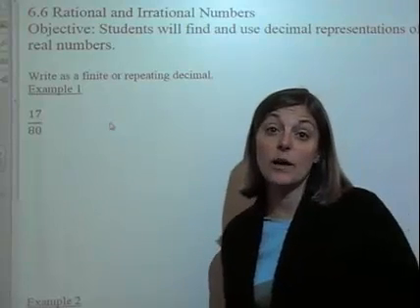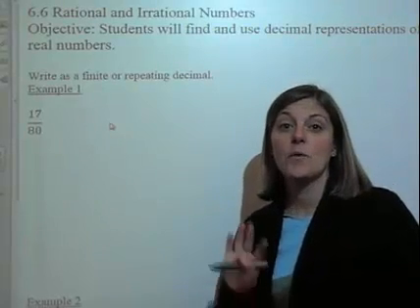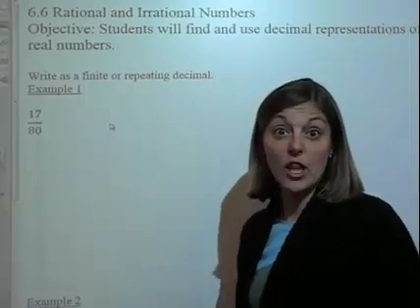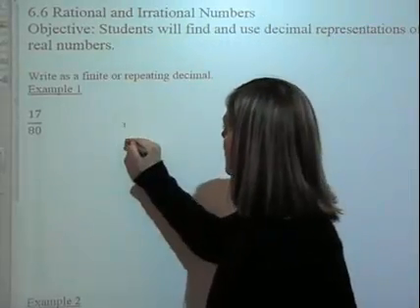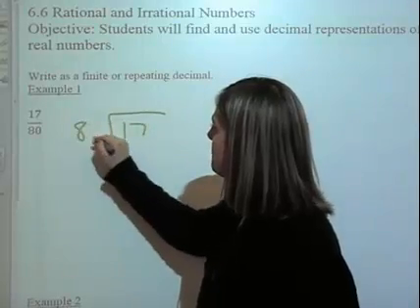All right, so now we're going to talk about rational and irrational numbers. And we're going to take a trip back to elementary school and do a little bit of long division here. So we have 17 divided by 80.